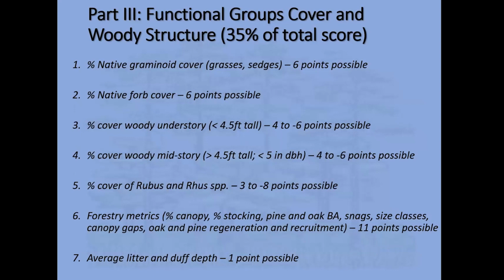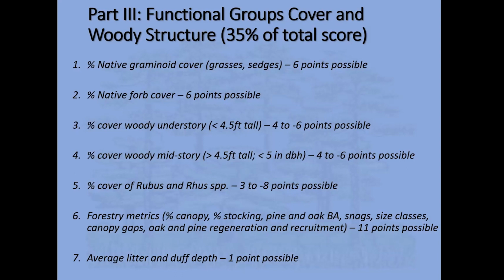Functional group cover and woody structure accounts for 35% of the score, and that's broken down into 7 metrics. So these look at overall cover of the plant groups. This includes graminoids, examples of which are grasses and sedges, as well as forb cover. Understory, so these would be your seedling species, and midstory, which are going to be your sapling species, are also determined.